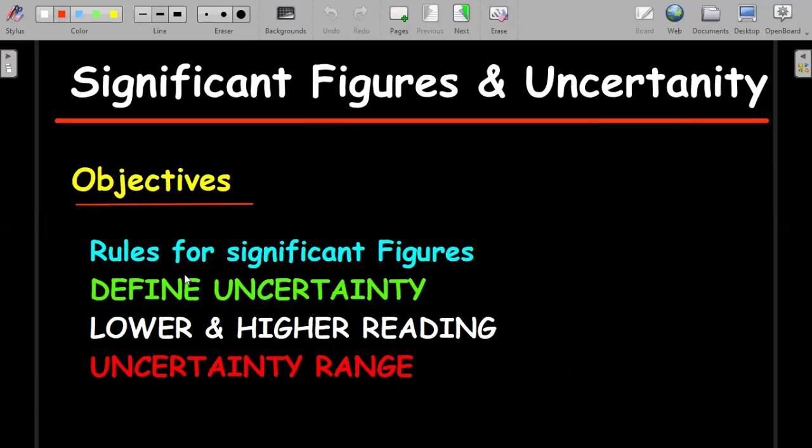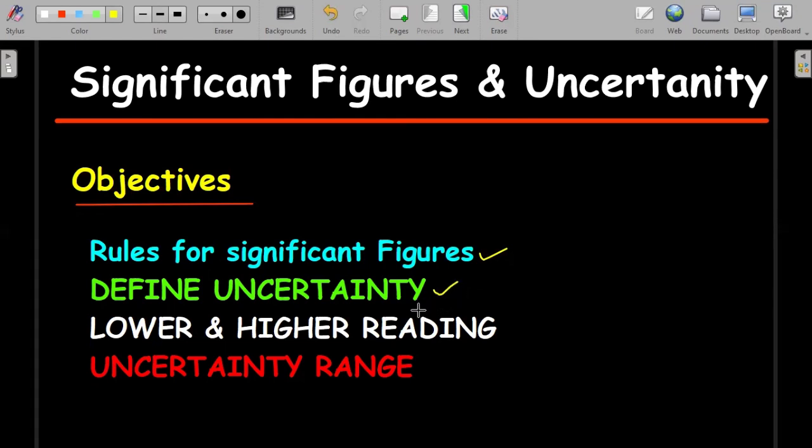Right. So as I said, we'll be looking at significant figures, and then we'll see how we can use these significant figures to talk about uncertainty. These are the objectives that I've outlined. We are going to go over the rules for significant figures, and then we are also going to define what uncertainty is.